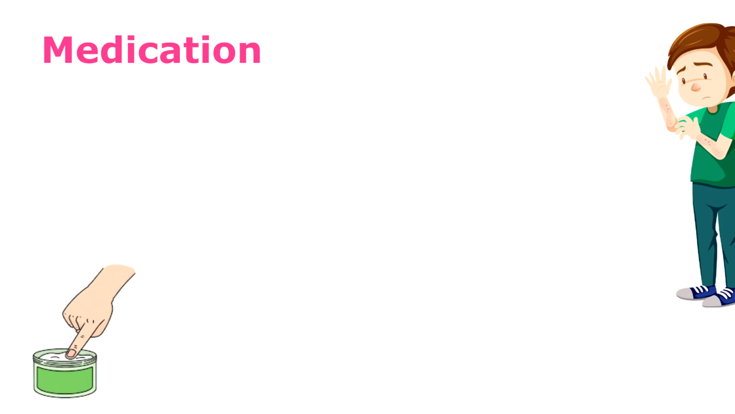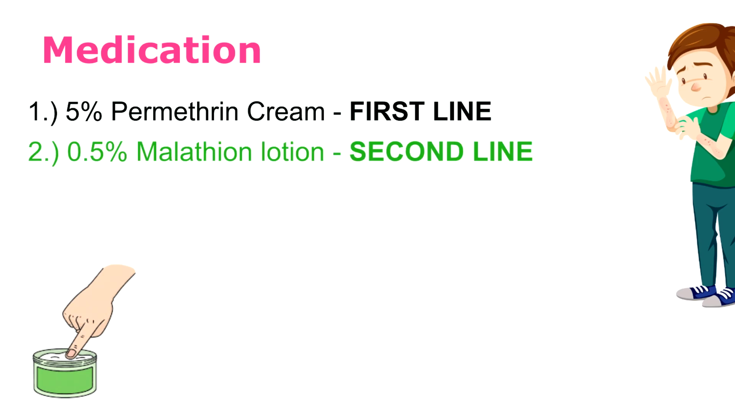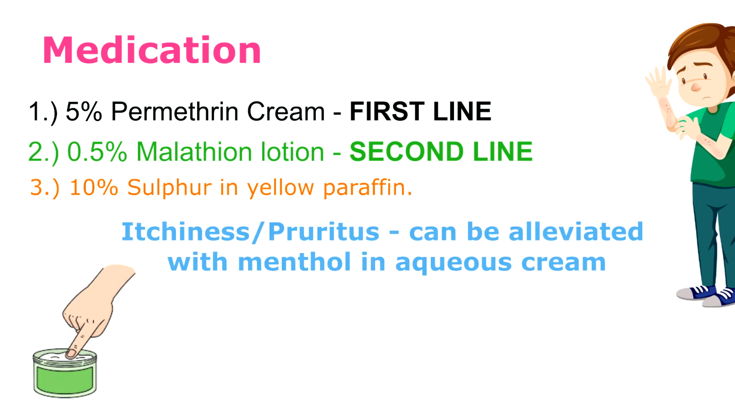The first line is 5% permethrin cream. The second line is 0.5% malathion lotion. And the third line is 10% sulfur in yellow soft paraffin. The symptoms of itchiness or pruritus can be alleviated by using menthol in aqueous cream.